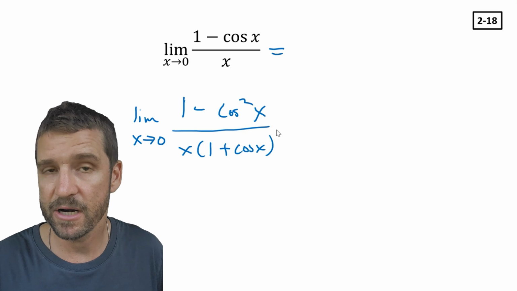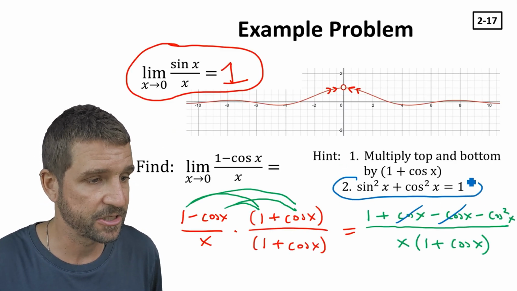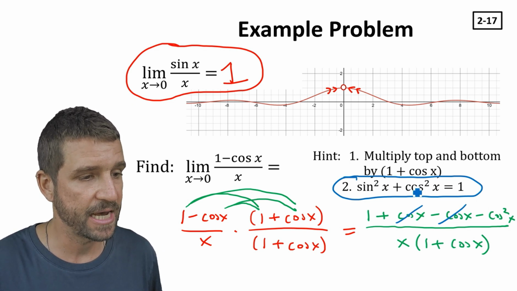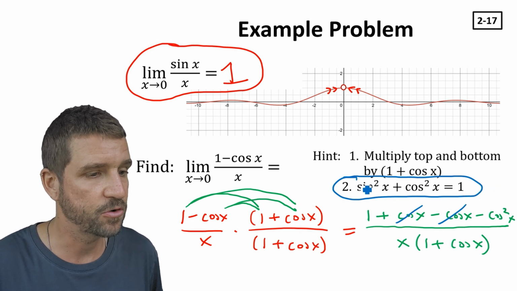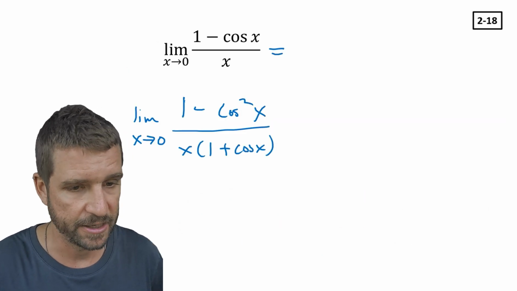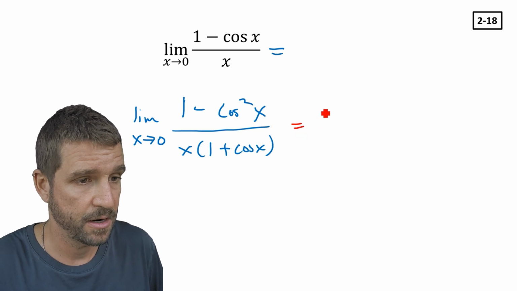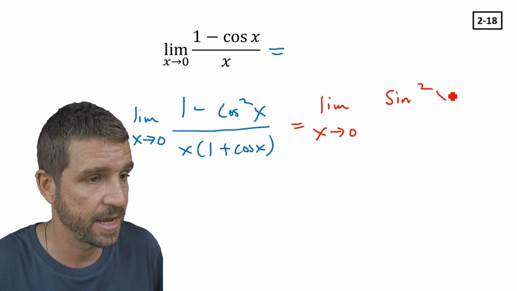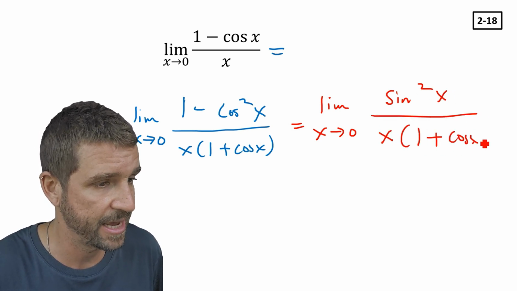All right. Now we're going to use that second hint, the fact that sine squared x plus cosine squared x equals 1. So if I bring that cosine squared x over to the right, I'm going to have 1 minus cosine squared x equals sine squared x. So I'm going to replace the numerator with sine squared x, okay? So this is going to become the limit as x approaches 0 of sine squared x over x times 1 plus cosine x.